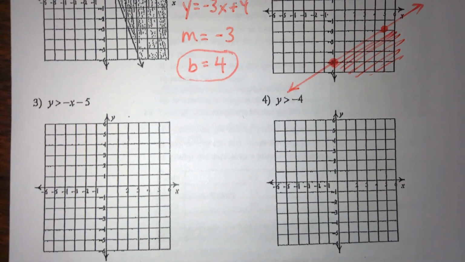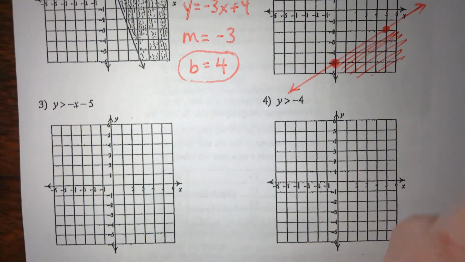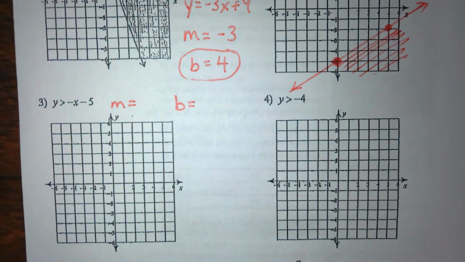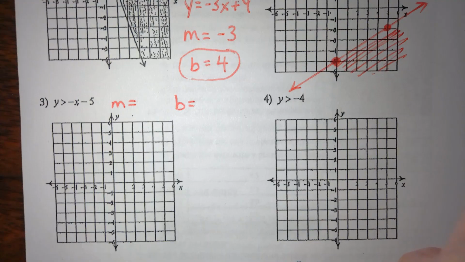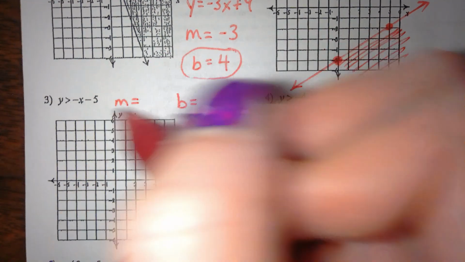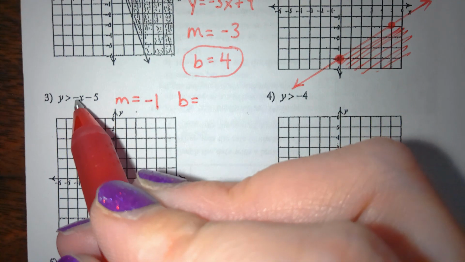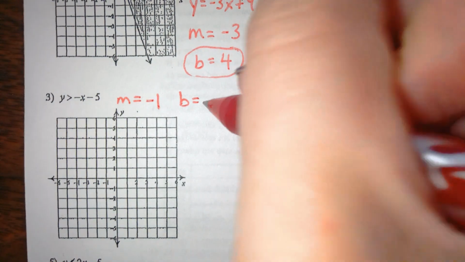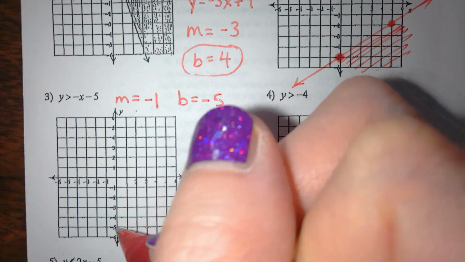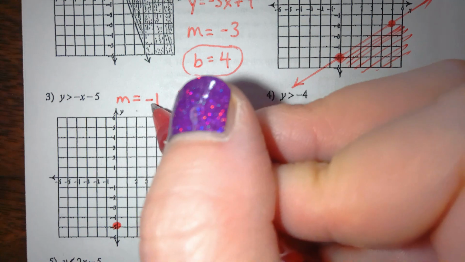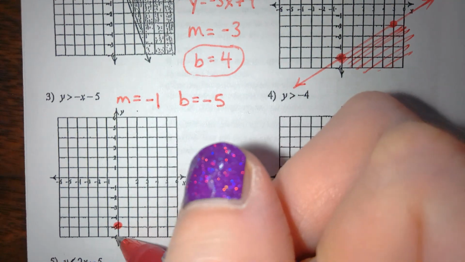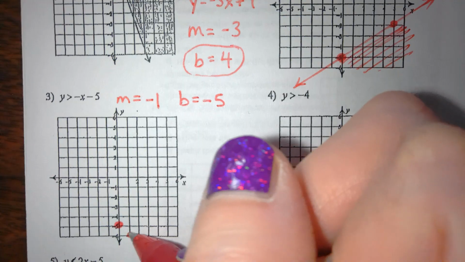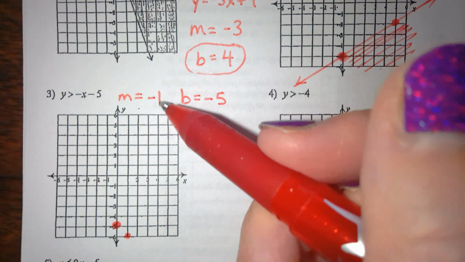Next one, number 3. Y is greater than negative x minus 5. So again, what is m? What is b? Let's say Angelina. What is m? Negative 1. Good. There's always a number. The number in front of the x is negative 1, and the b? Negative 5. Good. So negative 5 right here. And negative 1 means I'm going to go down the elevator 1 and over to the right 1. Remember, it's negative 1 over 1.